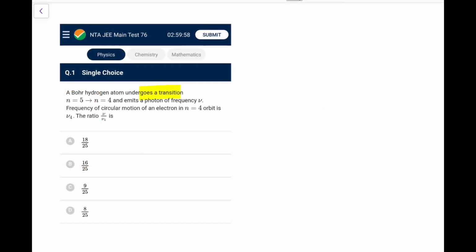A Bohr hydrogen atom undergoes a transition 5 to 4, emits a photon of frequency nu. Frequency of circular motion of the electron in the n equal to 4 orbit is nu 4. The ratio nu by nu 4 is going to be? Here it's perhaps a ragging for you, because you need to remember that exact expression. First of all, h nu is RHC, and if I write that value completely, it comes out as m e to the power 4 by 8 epsilon naught square h square, z square by n square. So z square is 1, and 1 upon 4 square minus 1 upon 5 square. This is your first equation.